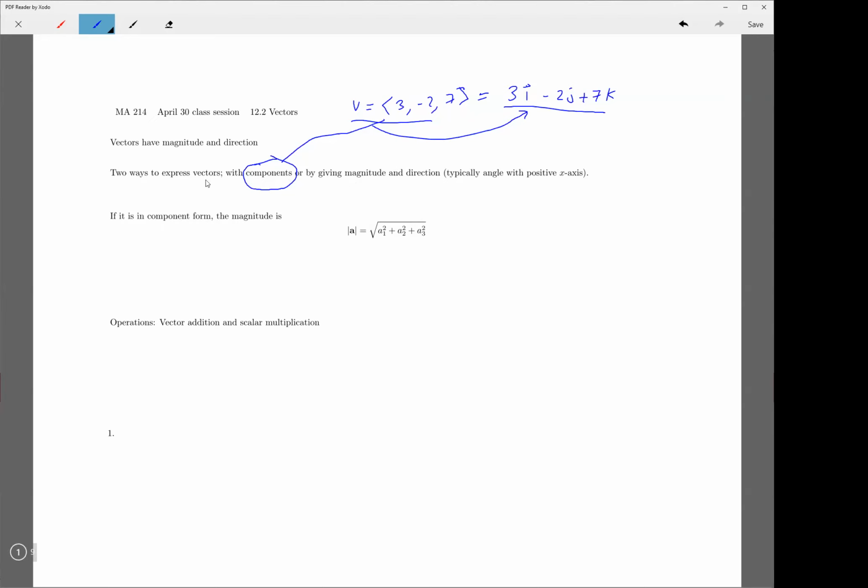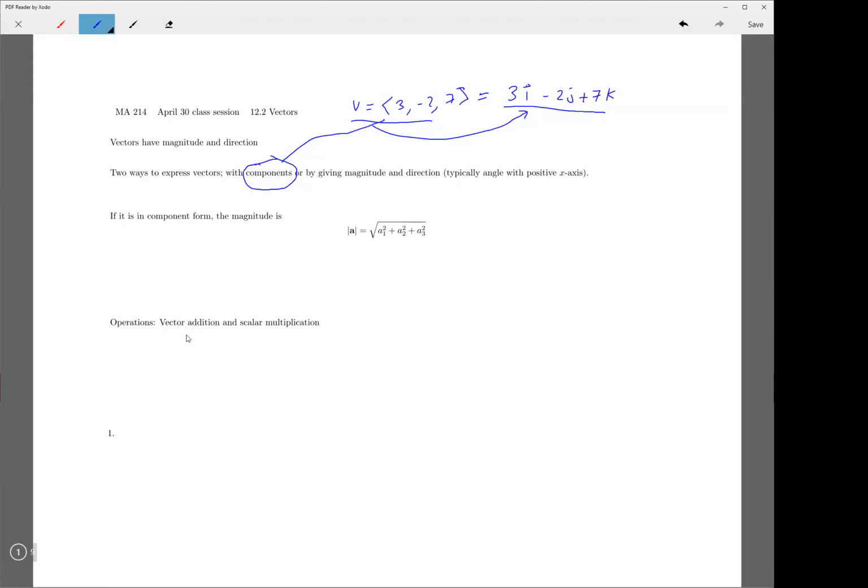Okay, so 2 ways to express it. There's 2 ways to express with components, and then the magnitude and direction. Now the magnitude from the component form, if you have the component form here, would be given by this formula here, which is the absolute value of a term.